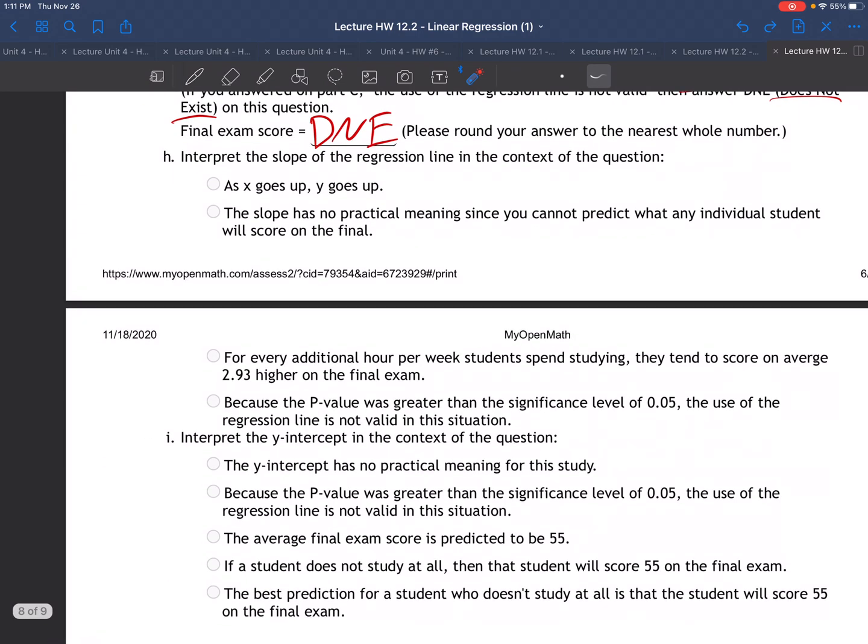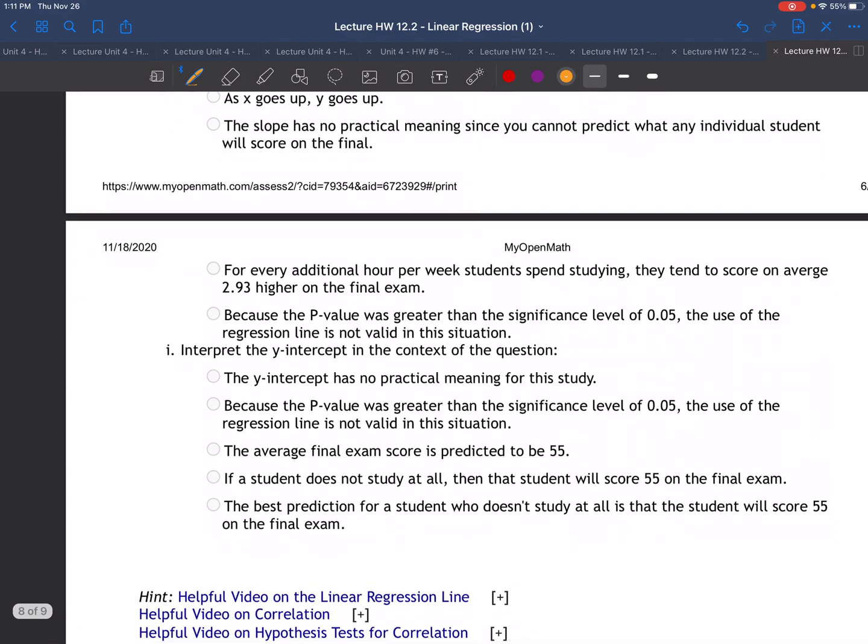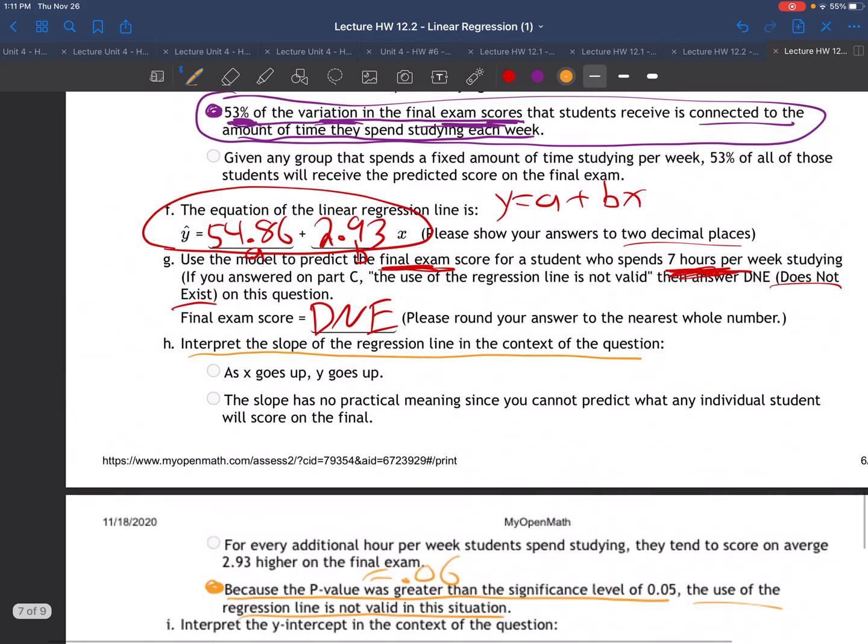All right, come on down here to H. This is important, real life, how they predict things and do stuff. Next, they want us to interpret the slope of the regression line. The slope, well, down here, because the p-value was greater than the significance level, remember? P-value was 0.06 something. The use of the regression line is not valid. That's all we say.